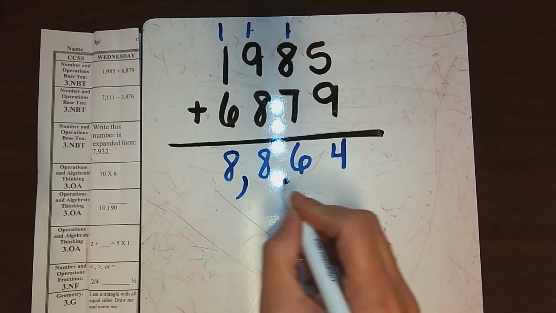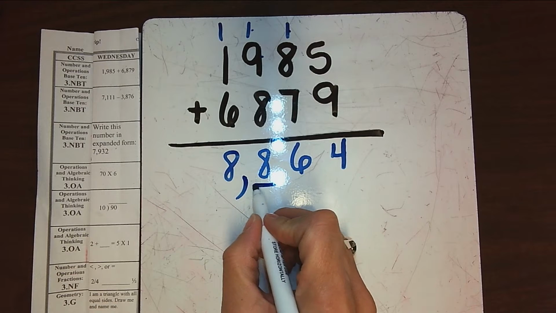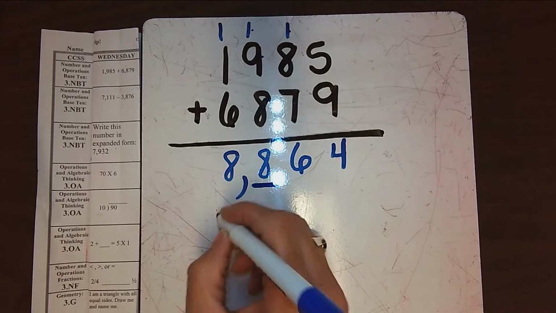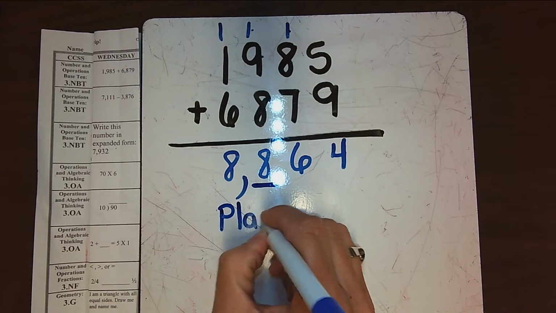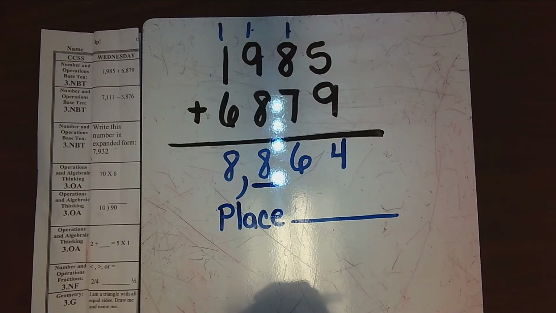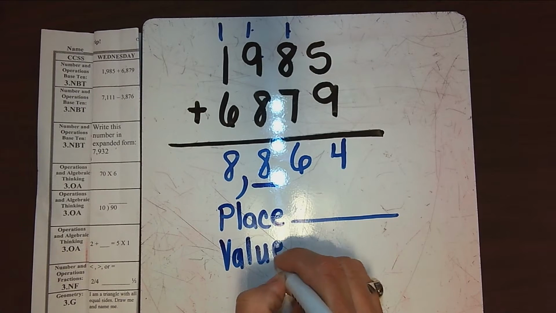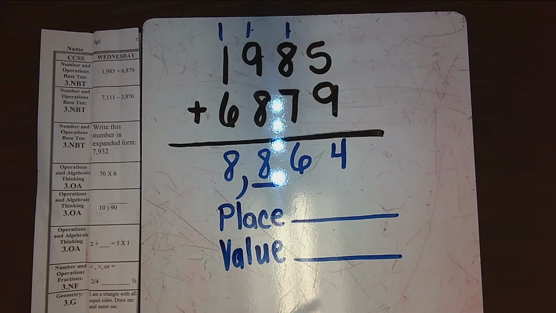If I underlined, let's say, this digit in the number 8,864, you should be able to tell me the place of that digit, and you should be able to tell me the value of that digit. Okay? And we'll discuss that in class. Know the difference between place, where it actually is on the place value chart, and the value, how much it is actually worth.